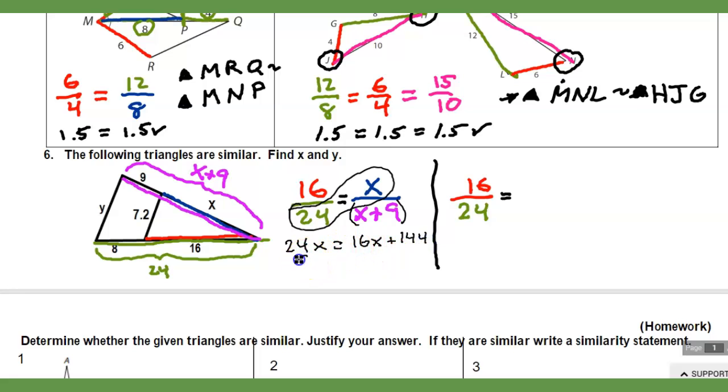And then go and solve that. Subtract 16 on both sides. We'll have 8 times x equals 144. And divide both sides by 8. And we'll have x equals 18. Okay.